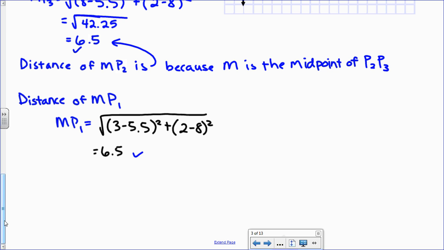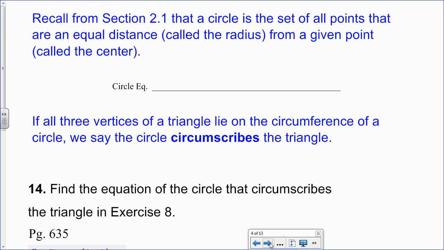That was some practice using midpoint and distance formula. So what we're going to do now is draw a circle around this triangle. If all three vertices of a triangle lie on the circumference of a circle that is drawn around it, we say that it circumscribes the triangle. So we're going to take that same triangle and figure out the equation of the circle that is drawn around it.